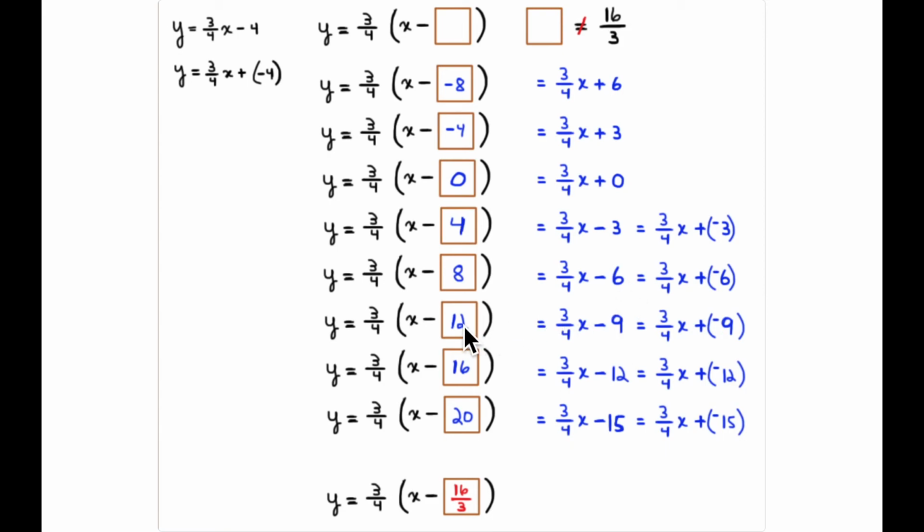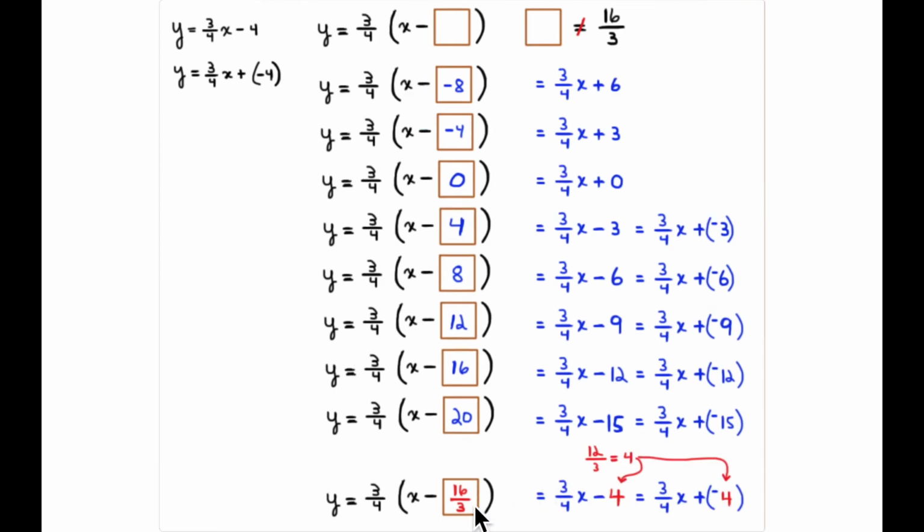3/4 of 12 is 9. 3, 6, 9, 12. And 3/4 is 3, 6, 9. 3/4 of 16 is 12. 4, 8, 12, 16. And 3/4 is 4, 8, 12. And 3/4 of 20 is 15. 5, 10, 15, 20. 3/4 is 5, 10, 15. So these change by multiples of 3 because these change by multiples of 4, and you're multiplying by 3/4.